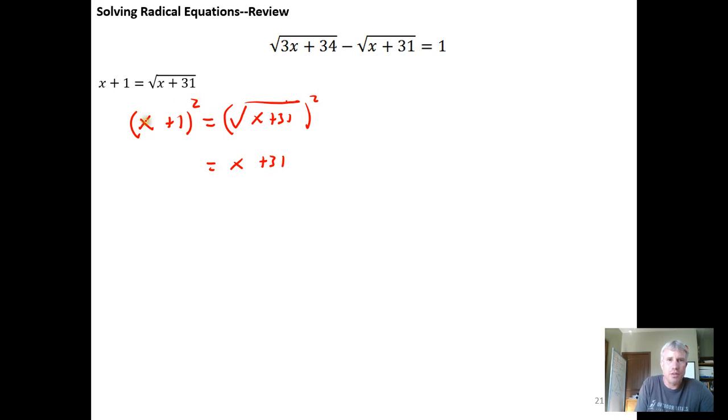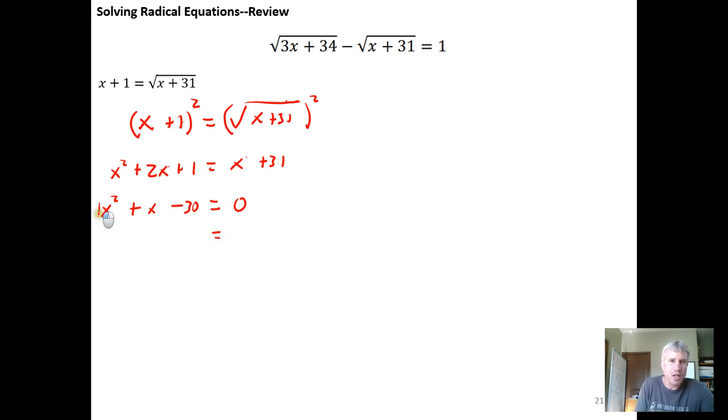So I need to do x plus 1 times x plus 1, which is going to be x squared plus x times 1 is x, but I'm going to get that 2 times, so it's going to be plus 2x, plus 1 squared is 1. And now it looks like I have a quadratic, so I'm going to get it equal to 0 to see if I can factor. So I'm going to get x squared, subtract x from both sides, it leaves me with plus x. Subtract 31 from both sides, leaves me with minus 30.